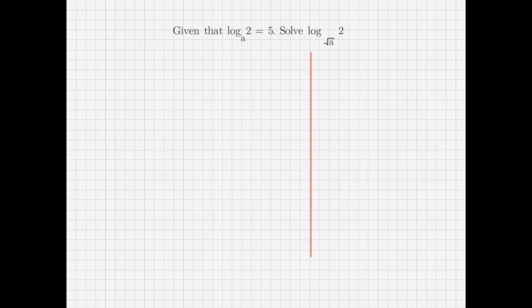Let's look at how to do this question. In this question, we are given that log base a of 2 is equal to 5, and we have to use this information to solve for log base square root of a of 2.